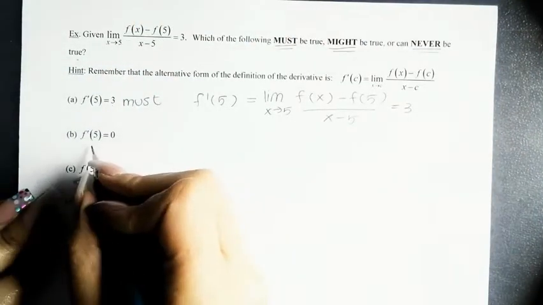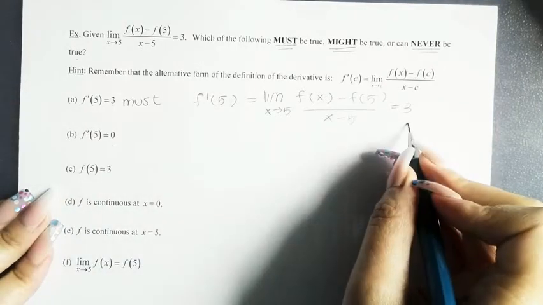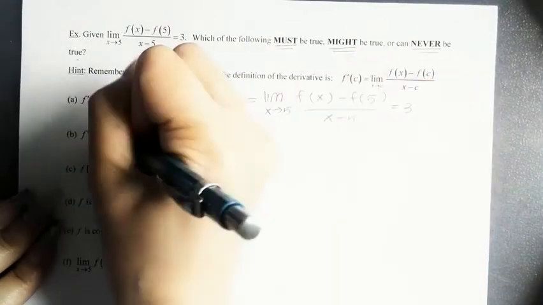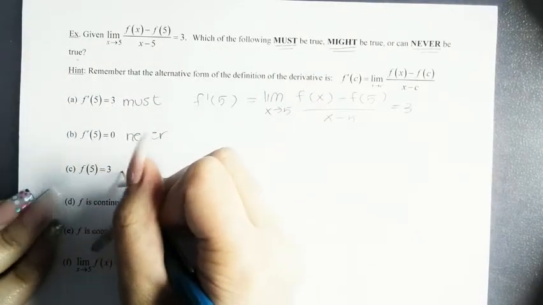Now, is this possible? Absolutely not. You know that this is 3. That one, you cannot change it. So this one, never. This one, nonsense.